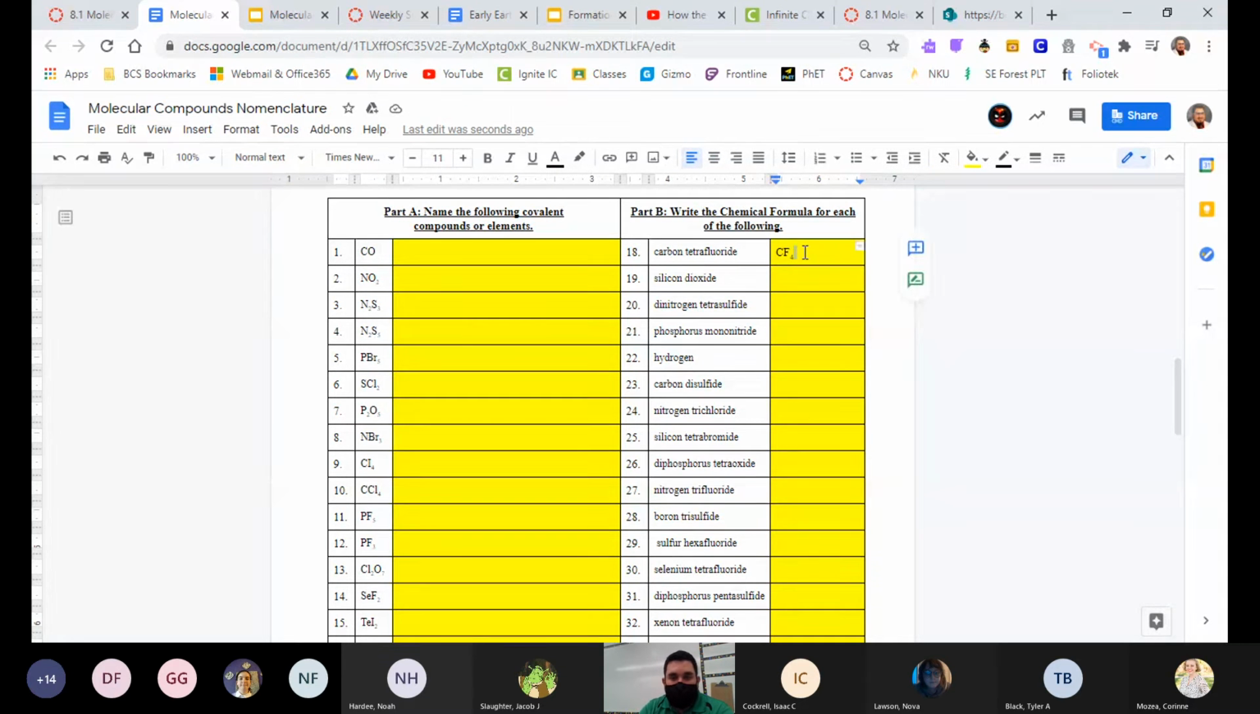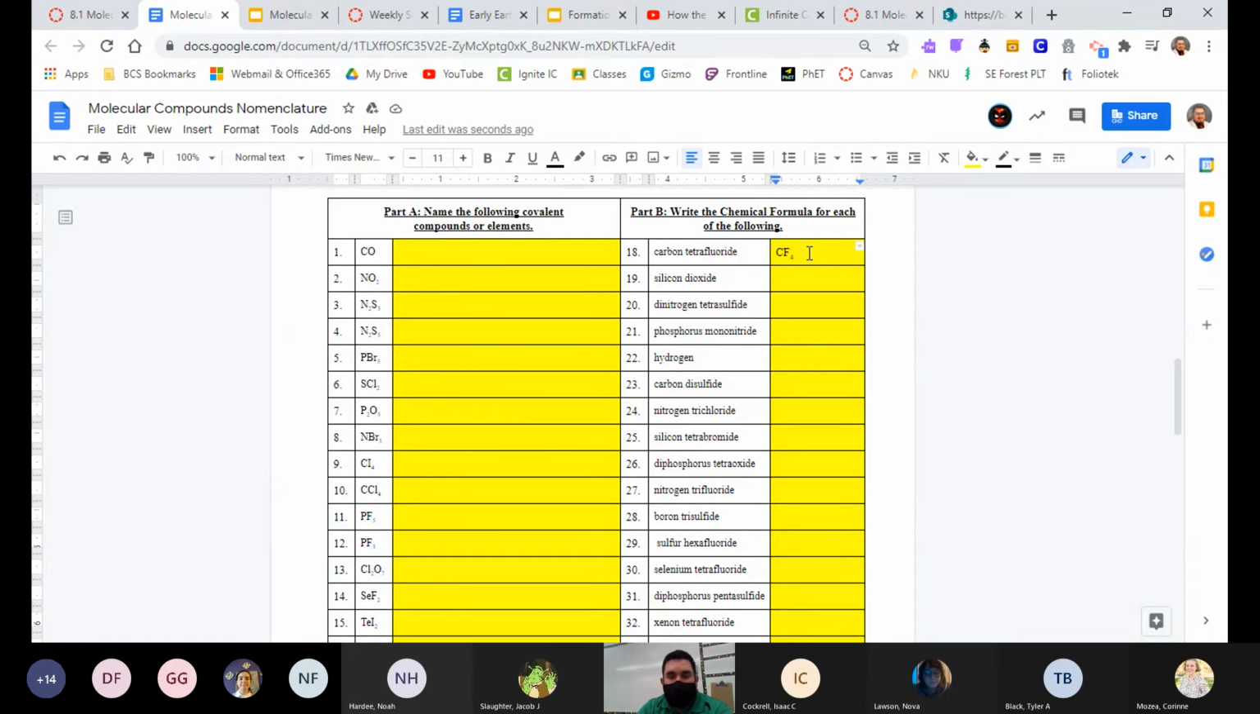Or you can type CF4, highlight it, and press Control comma. Control comma.